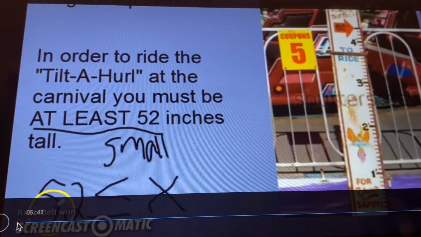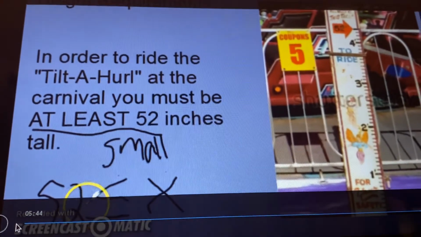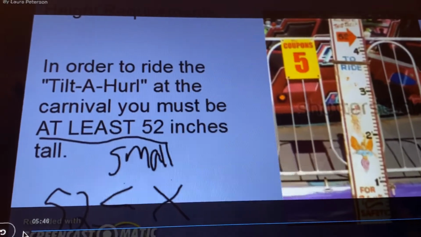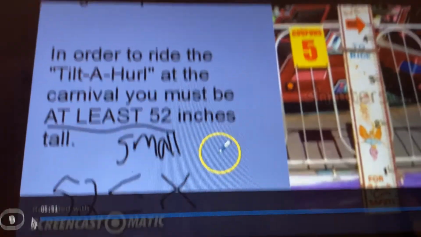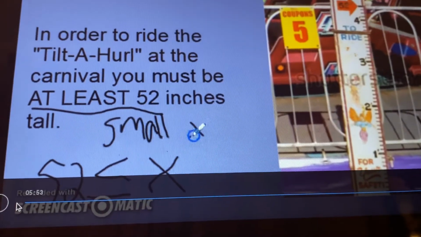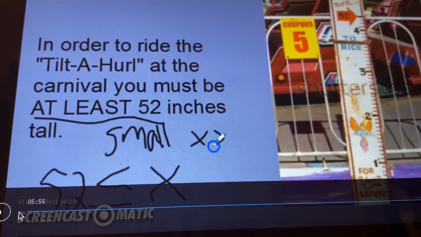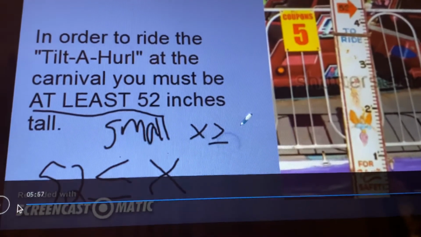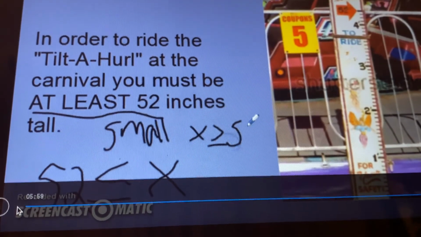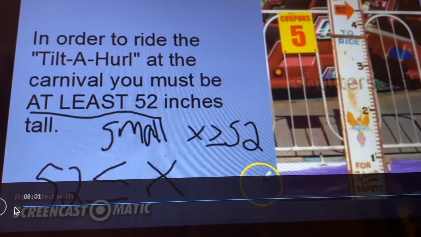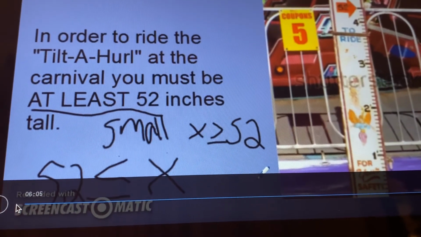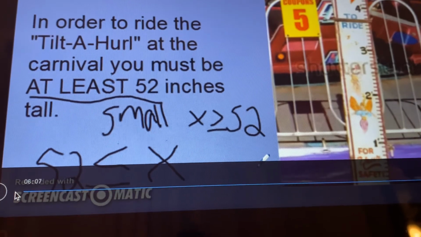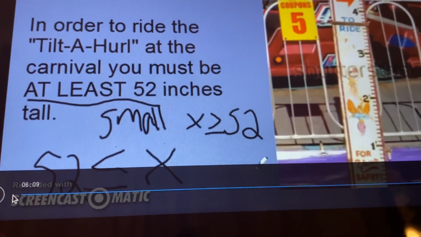So it's going to read 52 less than or equal to X. And again, you could rewrite that to say X is greater than or equal to 52 in order to ride at the amusement park. So these are just a couple real life examples of how we use inequalities in our world.